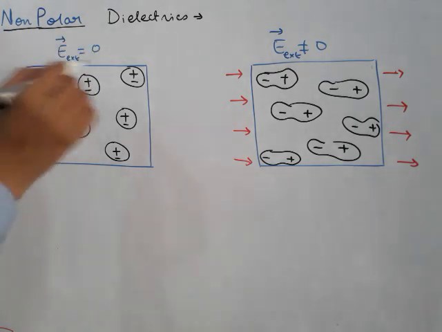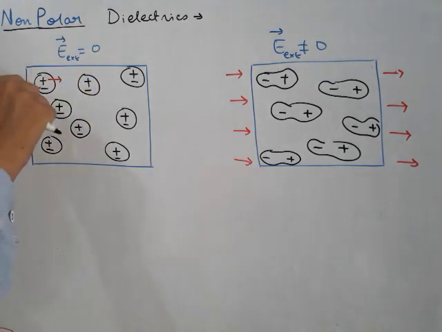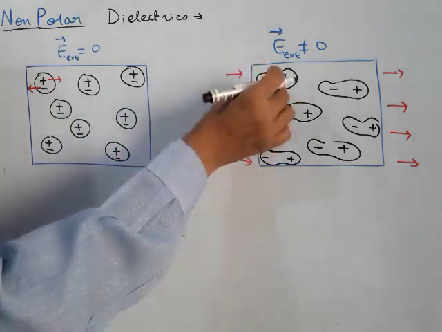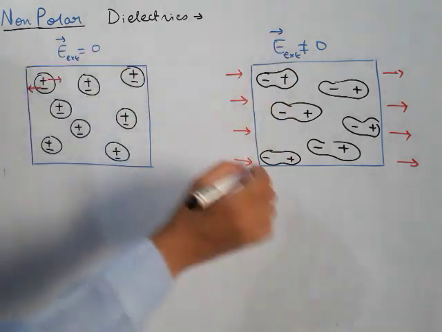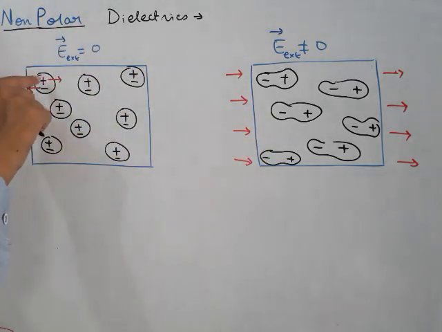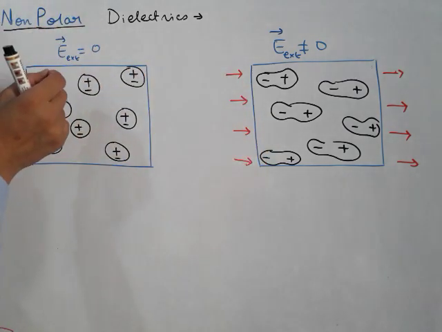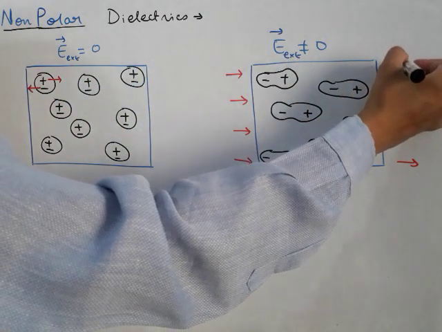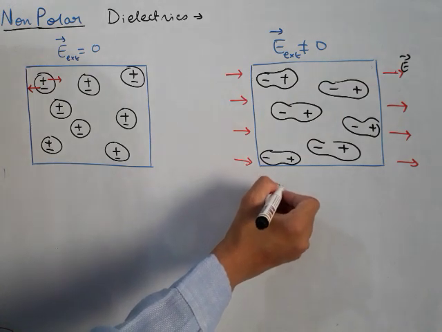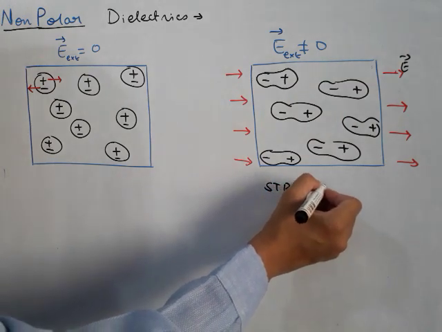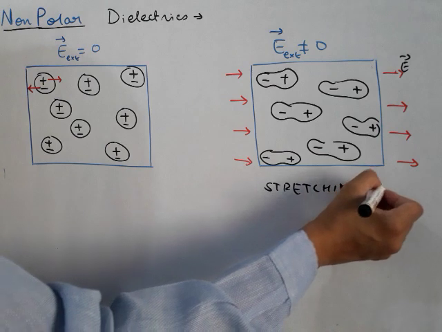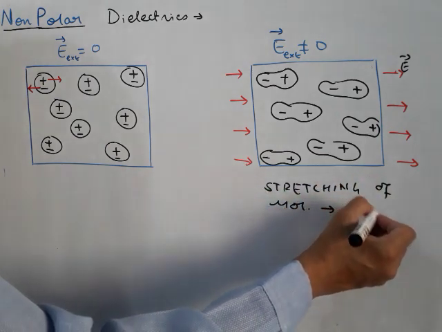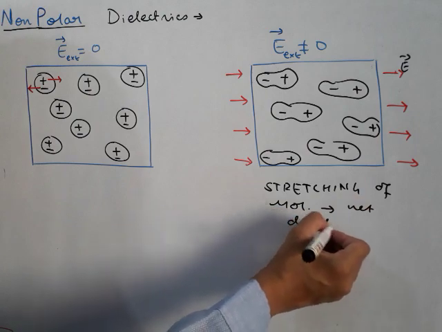So what do we obtain in presence of external electric field? We find that the individual non-polar molecules, their centers get stretched. Is it not like stretching of this particular molecule? Why is there stretching? Because the plus and the minus centers are pulled in opposite directions under the influence of the external field. So remember this word, stretching of molecules results in net dipole moment.